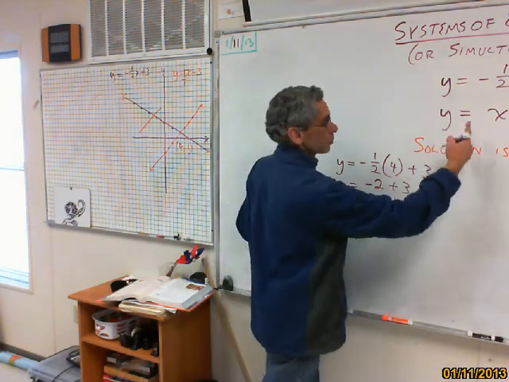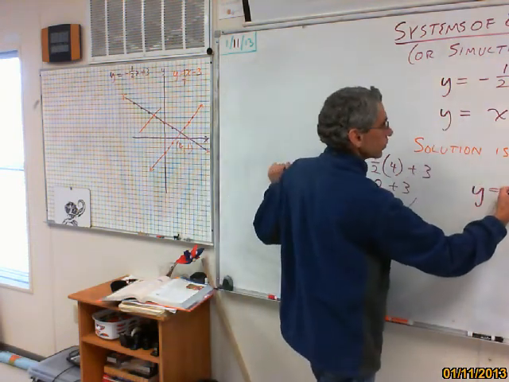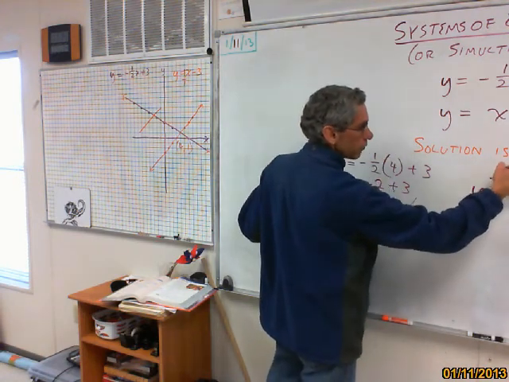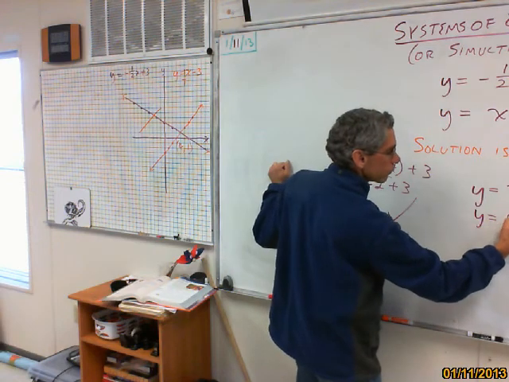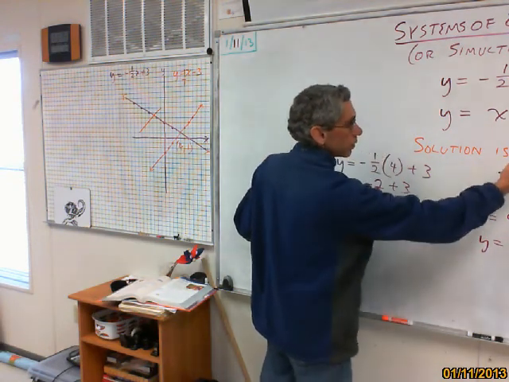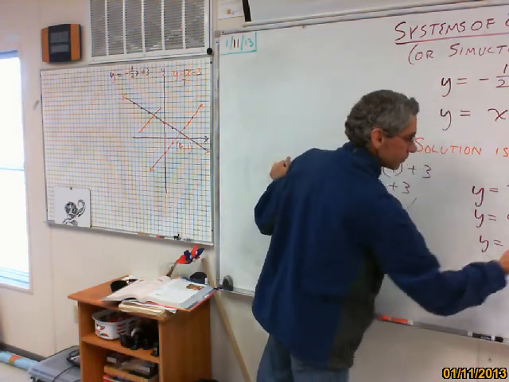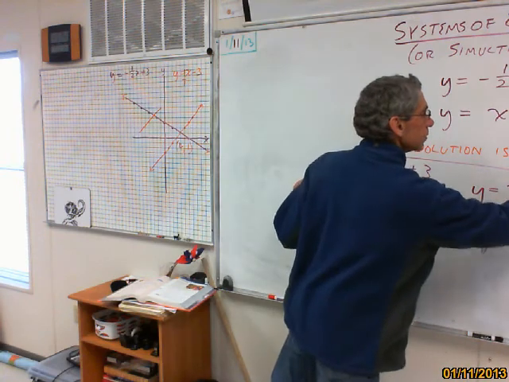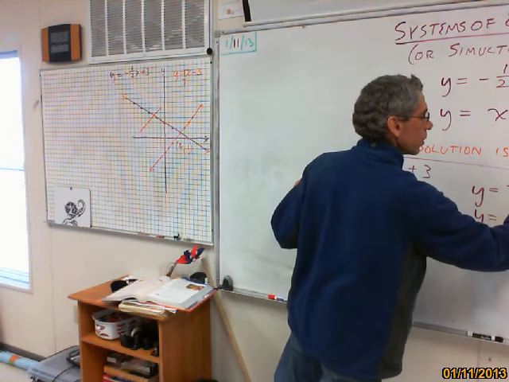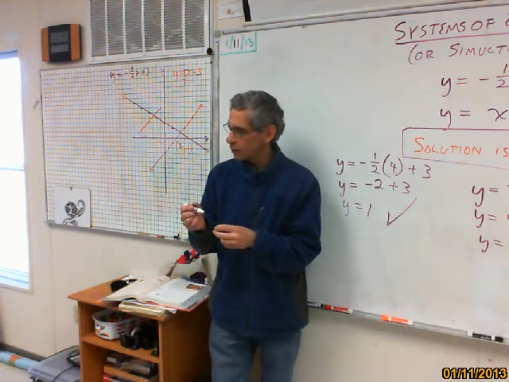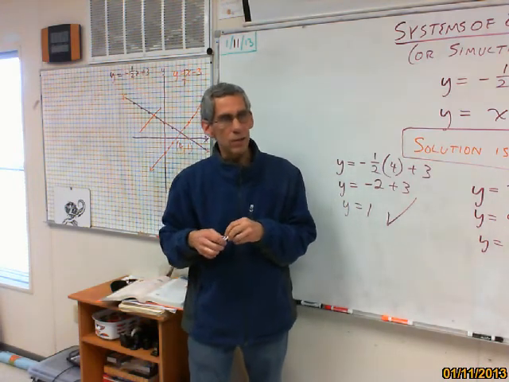And then now I'm going to try this one. y is equal to x minus 3. And I'm going to now replace that x with a 4. y is equal to 4 minus 3. y is equal to 1. Yes, it checks. So this is my answer. The solution is 4, 1. Pretty easy, right? Pretty straightforward. They just get messier.